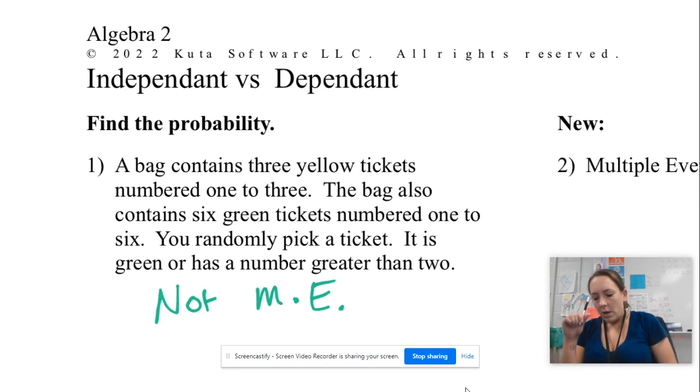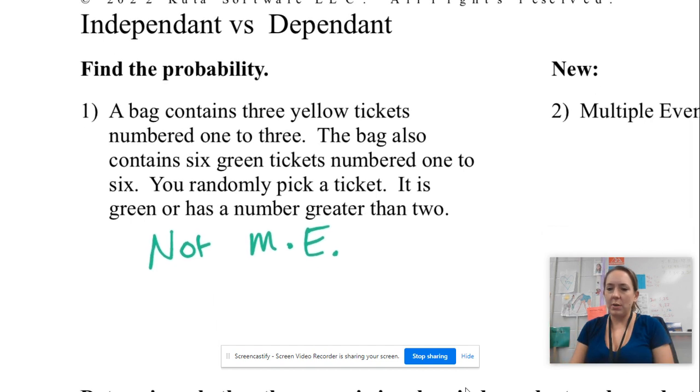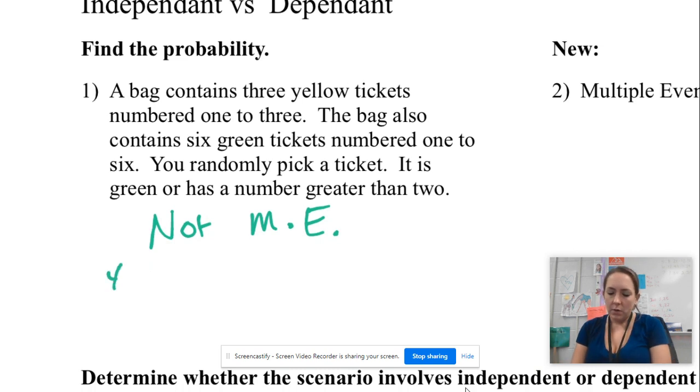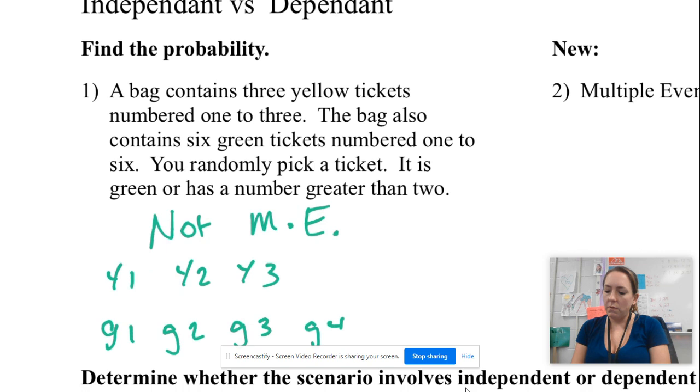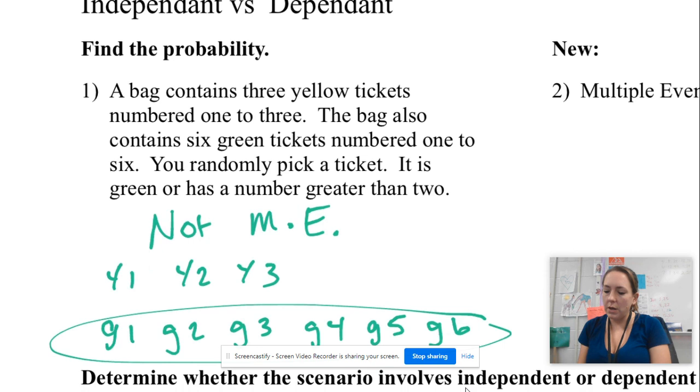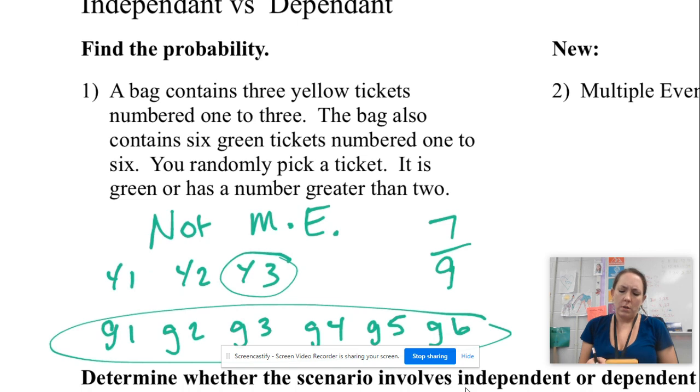Anyway, okay. So the probability of that is most easily found by just writing out your sample space and circling. So I've got yellow 1, yellow 2, yellow 3, and then green 1, green 2, green 3, green 4, green 5, and green 6. So I have a green ticket or a number greater than 2. That is 7 out of the 9 total. And 7 divided by 9 is 0.78. So there's a 78% chance that you would get a green one or a number bigger than 2.